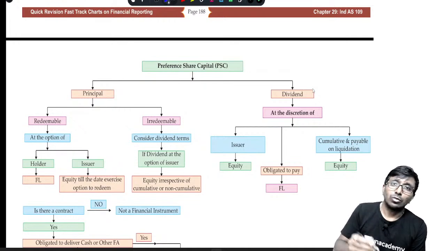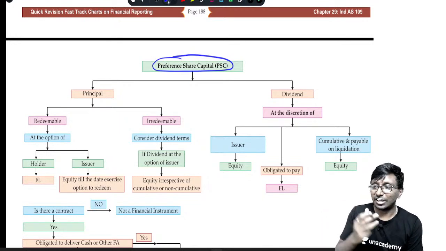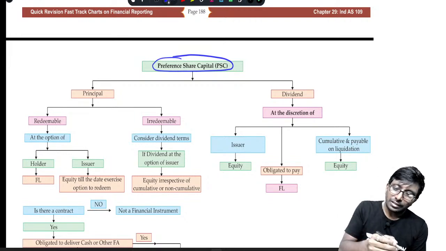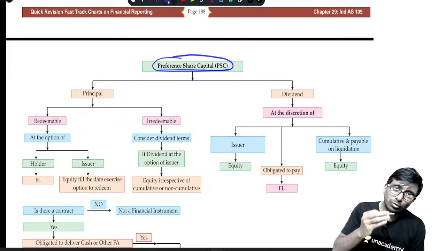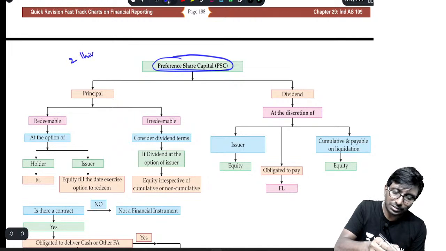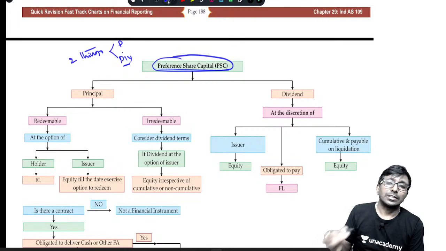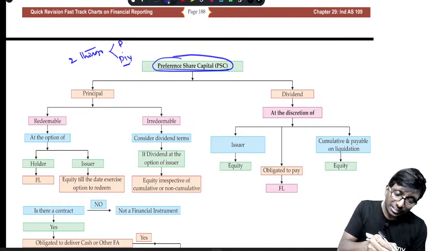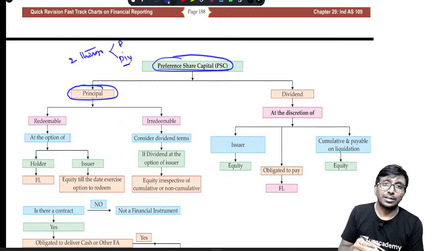Okay? Right. Now, generally the question students will be asking: preference share capital, is it a liability or is it equity? Whenever preference share capital is there, you have to think about 2 things. One is the principal part and the next one is the dividend part. Both of them you are supposed to analyze separately, and then you come to a conclusion.